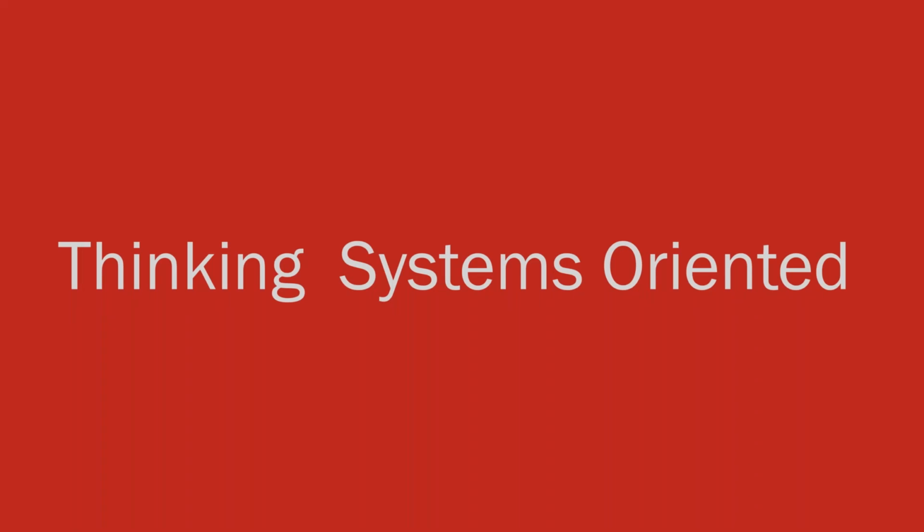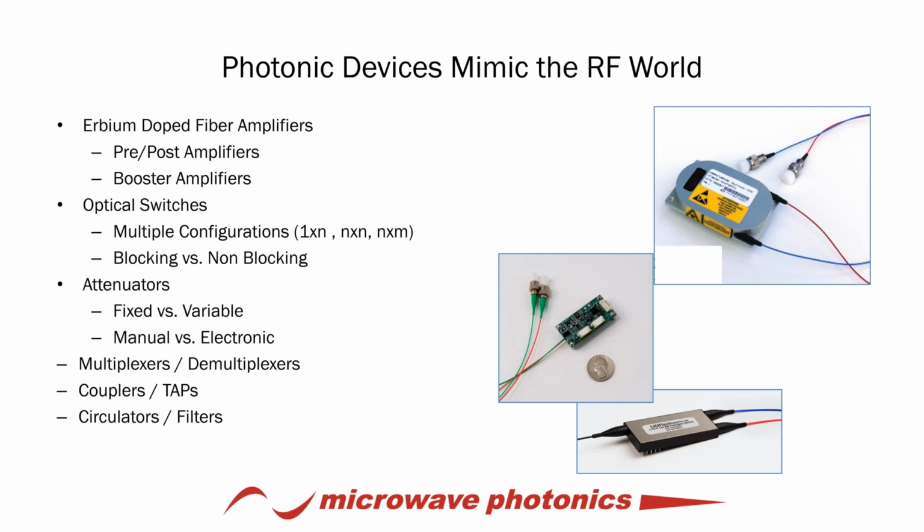Next, I encourage you to think systems oriented. When architecting a system, if you were to map down the functional block diagram of what you're trying to achieve, one of the starting points that I always urge is draw it just like you would if you're doing an RF system, because in the photonic world, there's devices that mimic the RF world. So there's fiber amplifiers, there's optical switches, there's different types of optical switches, just like RF switches.